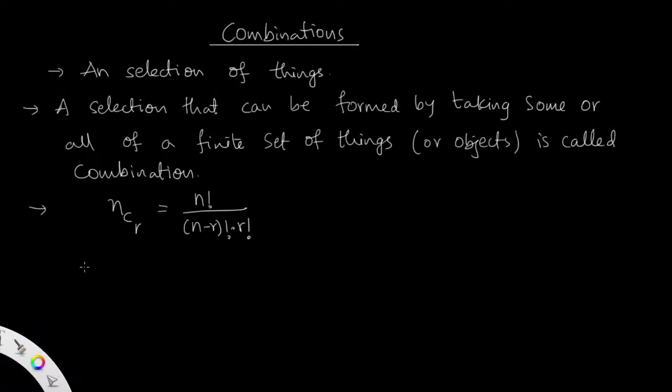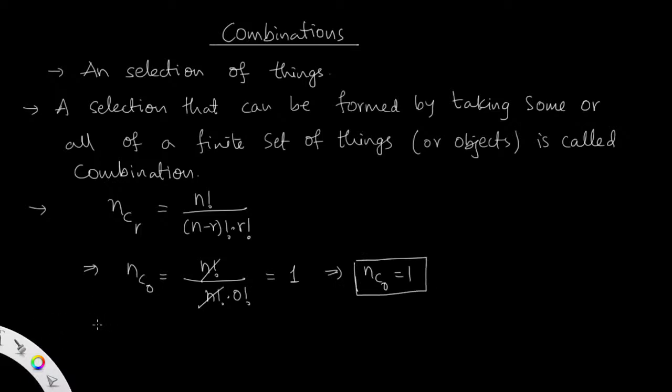Next we will learn NC0. What is the value of NC0? It is n factorial by, putting r equal to 0, n factorial into 0 factorial. The n factorial cancels, so it is 1. Therefore NC0 equals 1 always. These are the basic values.